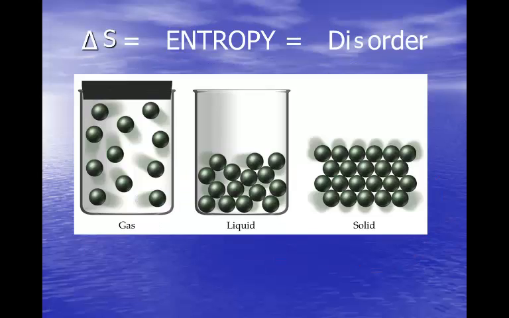Delta S, entropy, is disorder. So this is more ways. Those particles have lots of different ways they could be arranged. If we took a picture of them, it's much more random. This is less random. This is the most structured, so that's the least entropy.